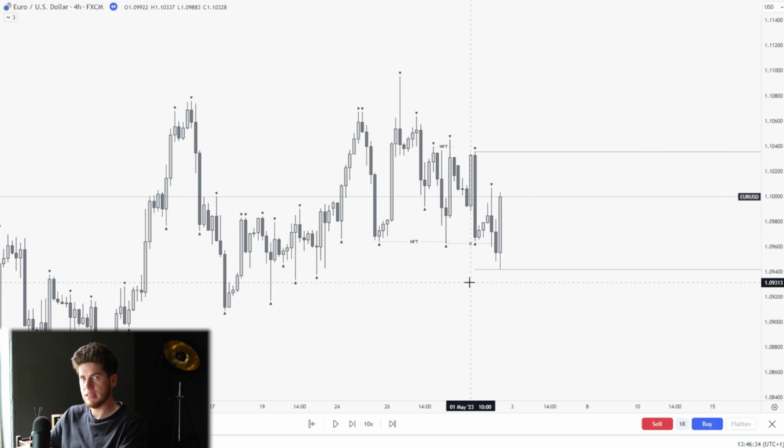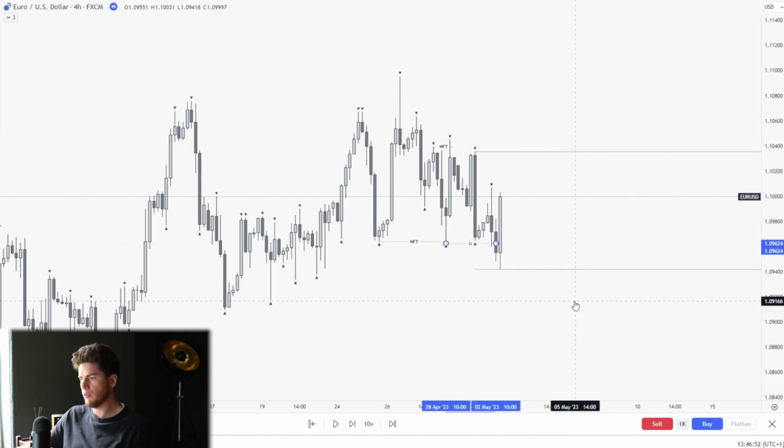Either it's an immediate wick close, or it's a bearish close followed immediately by a bullish close. Opposite way around, if it takes the high with a bullish close, it's unconfirmed. And if the immediate candle after that is bearish, that's NFT to the downside. So it's back to no follow through again.